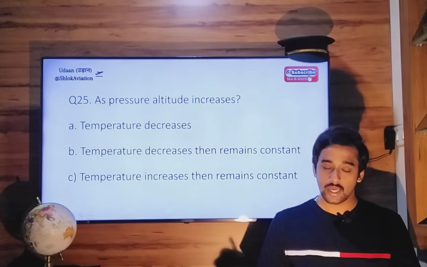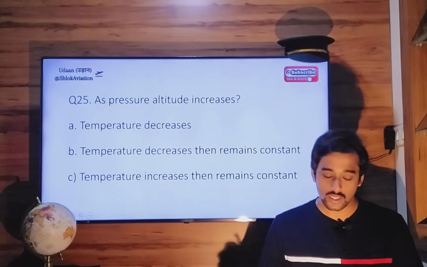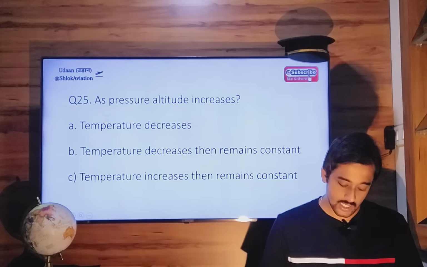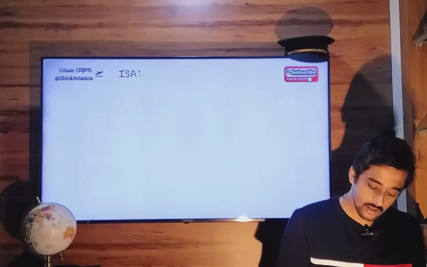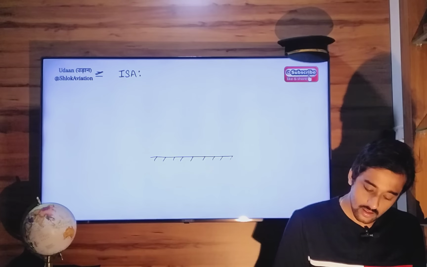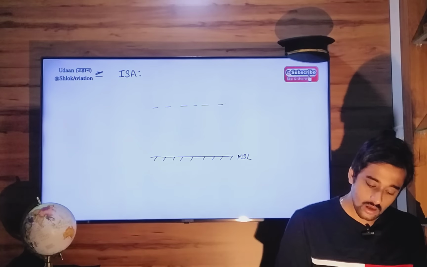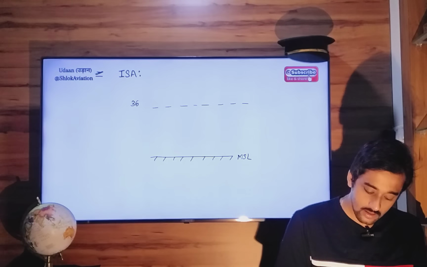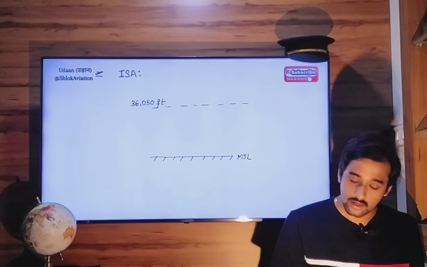As pressure altitude increases, temperature decreases then remains constant, or temperature increases then remains constant. Now in the ISA atmosphere, beginning from mean sea level up to 36,000 feet or so, your temperature decreases.